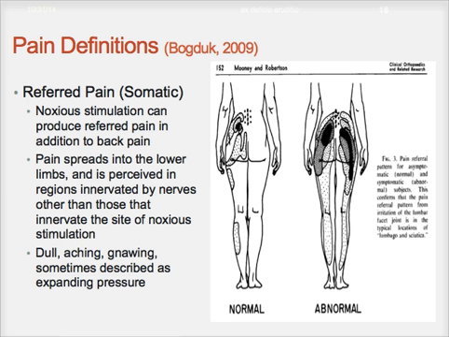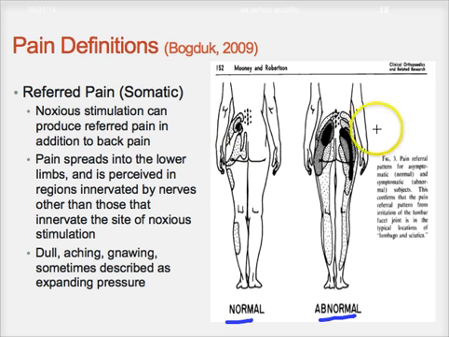Referred somatic pain is quite simple to understand. Referred somatic pain is simply pain that is felt in an area distant to its actual origin. These are some pretty classic maps from Mooney and Robertson. This was done back in 1976, and you can see normals on this side, abnormals on this side. What they essentially did was inject the facet joints with hypertonic saline, and they were able to determine from that where exactly the pain maps were.